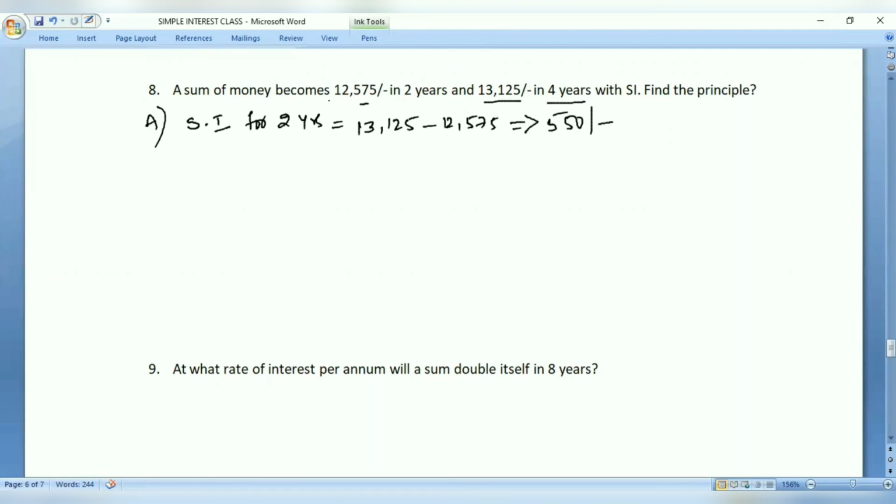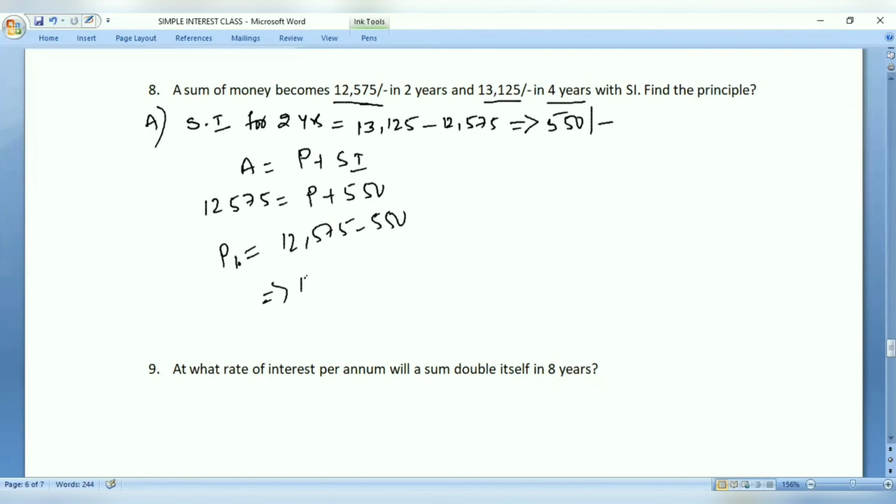Now they are saying for 2 years, 12,575 is the amount that has become. Now we know that amount is equal to principal plus simple interest. We know the amount, that is 12,575. What is the principal? We do not know. What is the interest that you earn for 2 years? 550. With this, principal is equal to 12,575 minus 550. That means 12,025 is the principal.